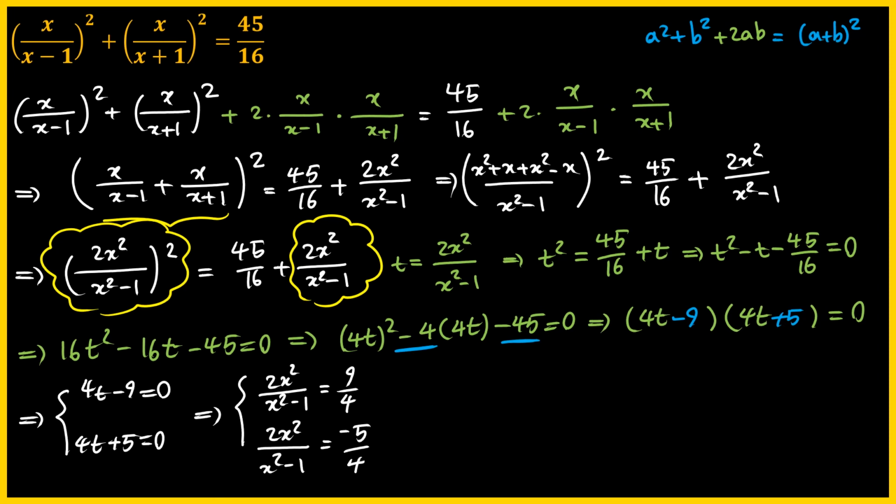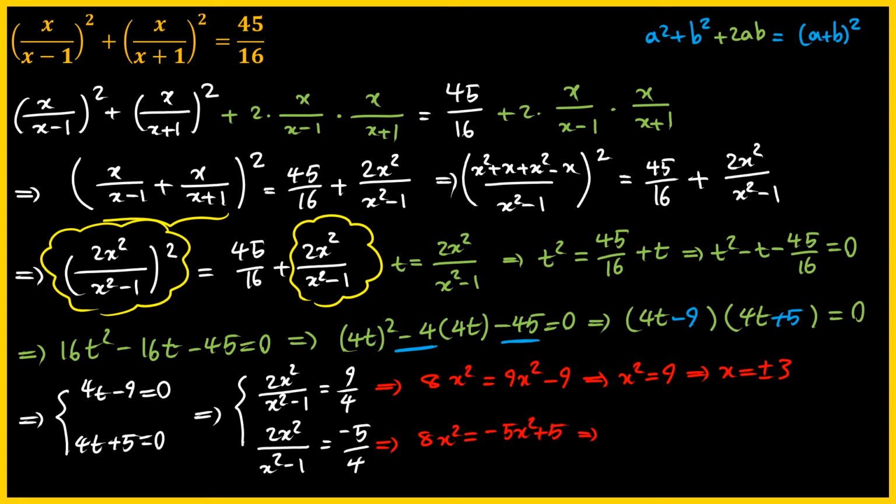In the first scenario, if we cross multiply, we should get 8x^2 = 9x^2 - 9, which gives us x^2 = 9. And then by taking the square root of both sides, we should get x equals positive or negative 3. For the second one, we should get 8x^2 = -5x^2 + 5, which gives us 13x^2 = 5.